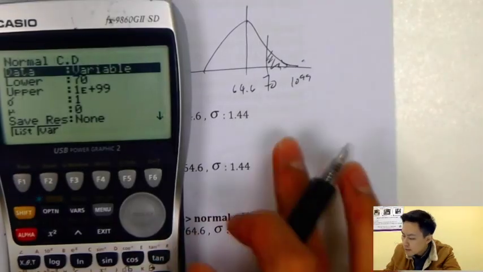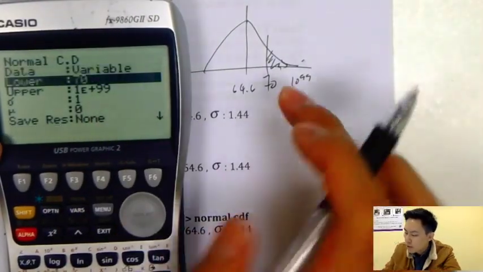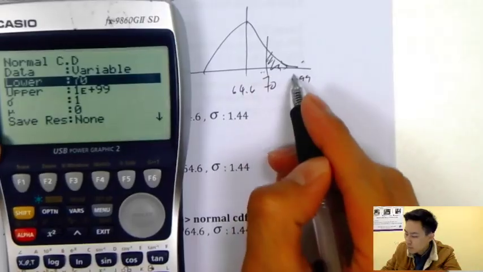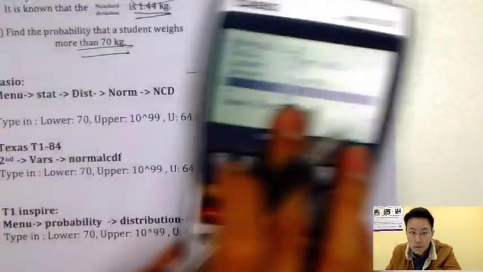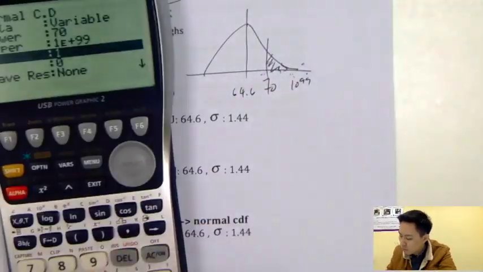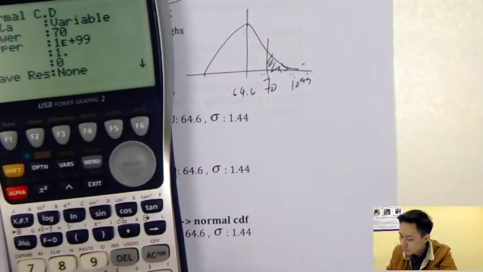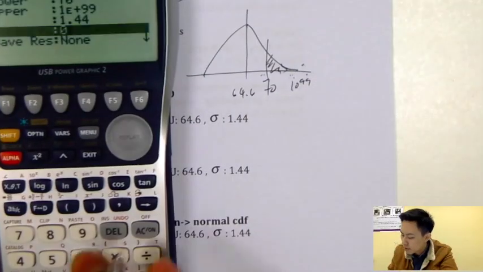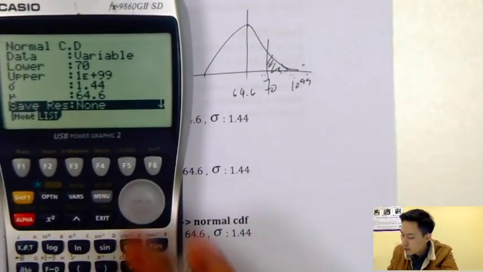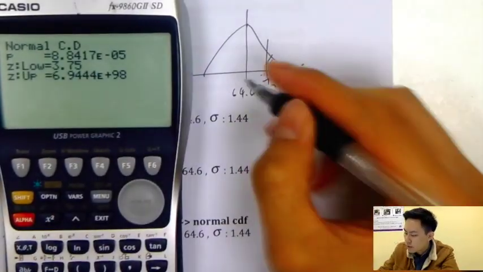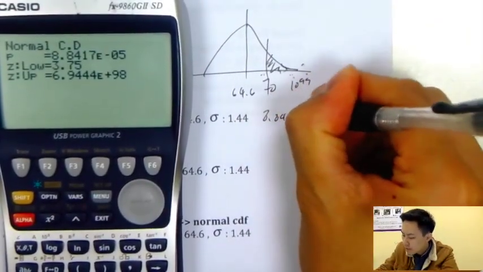Yeah, NCD. NCD means finding the probability. So the lower part would be 70, upper part would be 10 power 99. This symbol means the standard deviation, which is 1.44. Okay, and the mean is equal to 64.6. And then you press enter, and that's how you find out the probability. Okay, so you have 8.84 times 10 power 95.